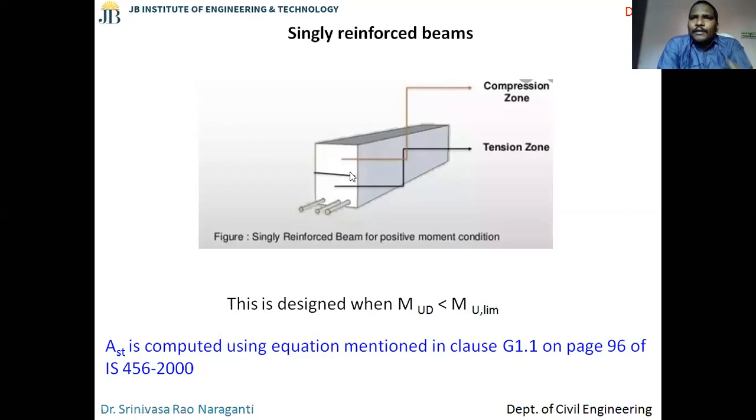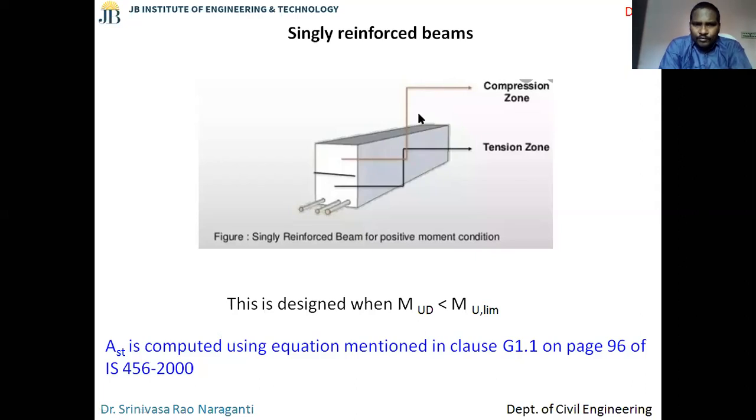But then mathematically, how do we classify the beam as a singly reinforced beam? So here is the equation, guys. We go for a singly reinforced beam when the ultimate design moment is less than the moment of resistance of a balanced section. So we'll compute the design moment based on our loading and support conditions, the maximum moment. And then we'll compute the moment of resistance of a balanced section. Then we'll compare both of them. If your design moment is less than that of a balanced section, then we'll go for singly reinforced beams.